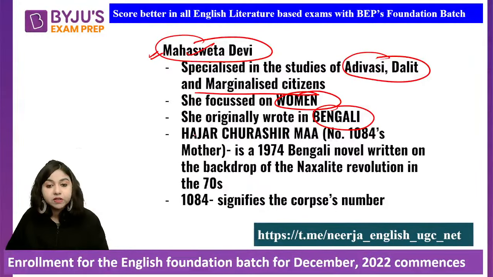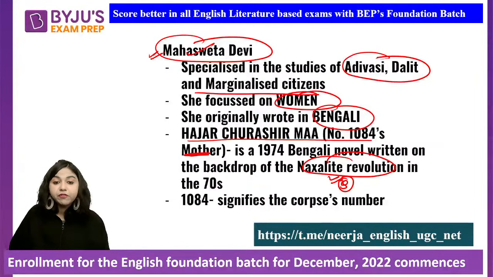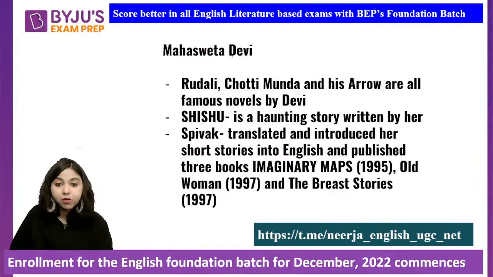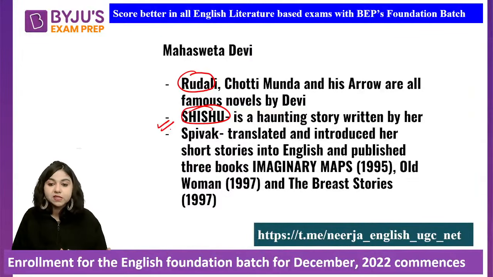Very popular works, right? 1084's Mother, written against the backdrop of the Naxalite revolution. This question comes in your exam. Very, very famous: Hazaar Chaurasi Ki Maa, written by Mahashweta Devi. She talks about Adivasis, the marginalized, the subalterns in Bengali: Rudali, Choti Munda and His Arrow, Shishu. I'm sure some of you might have had these in your syllabuses as well.